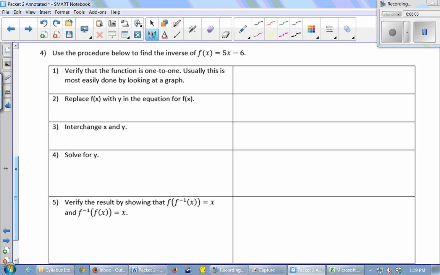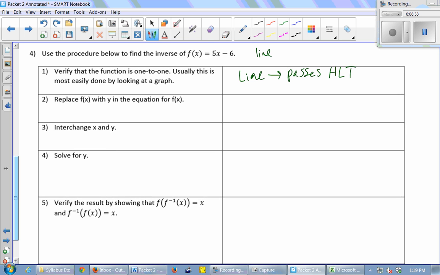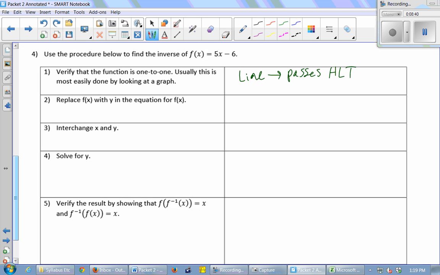We have f of x equals 5x minus 6. That's my function f. I would like to find a formula for the function f inverse. So first you should verify that the function is one-to-one. That's most easily done by looking at a graph. And what does the graph of 5x minus 6 look like? It's a line, yeah, because it looks like mx plus b. This is the graph of a line, which means it will pass the horizontal line test, because it's a line, right?